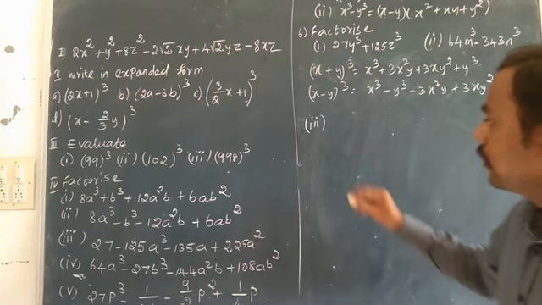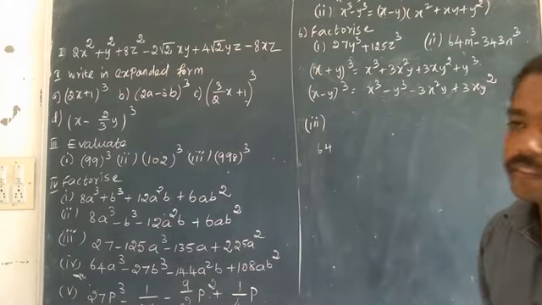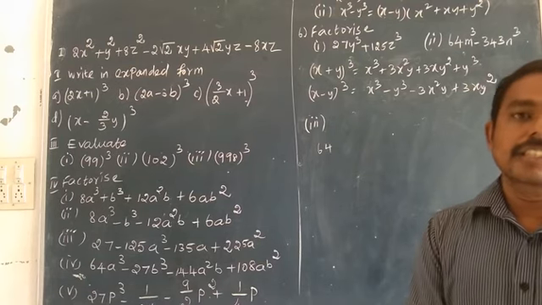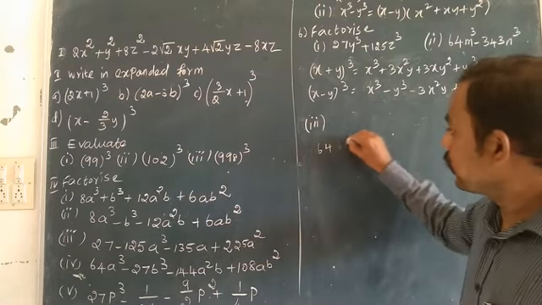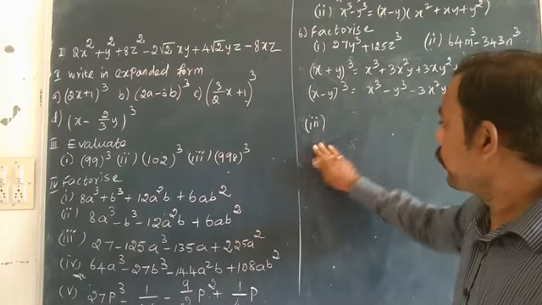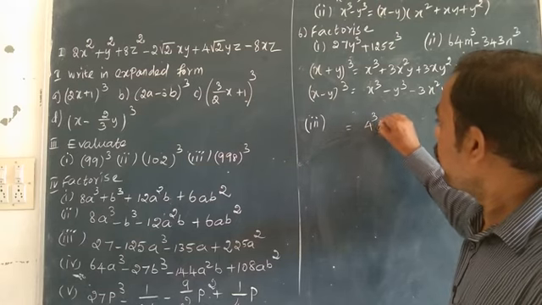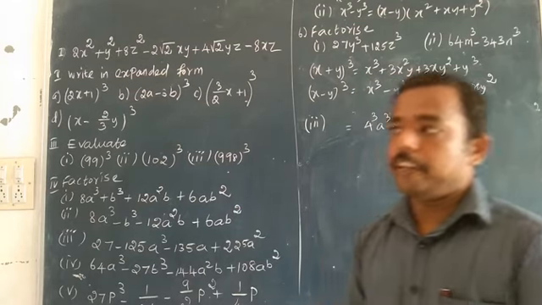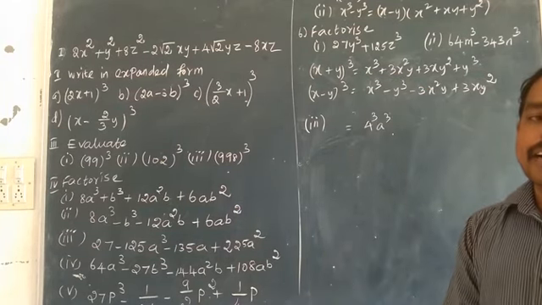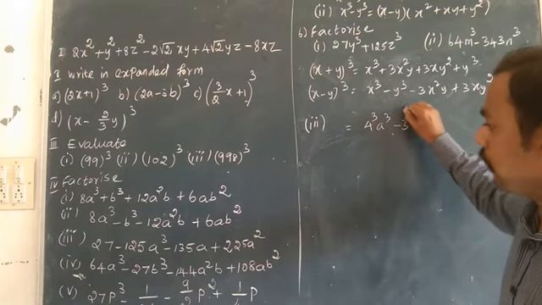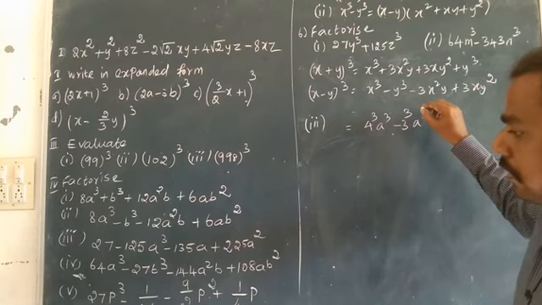64a power 3. 64, we need to find the prime factorization, and anyway it's a perfect cube number. We know that 4 into 4 is 16, 16 into 4 is 64. So we can write this one as 4 power 3. So 64a power 3, I am going to write 4 power 3 a power 3. Next is 27. 27 is a perfect cube number. We can write 27 as 3 power 3. So minus 3 power 3 into b power 3.